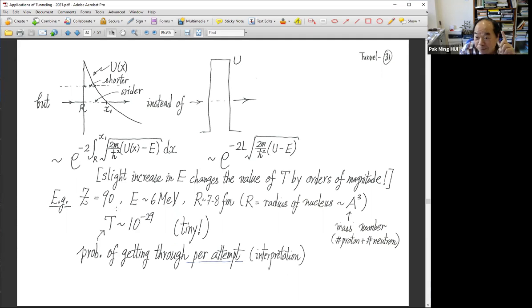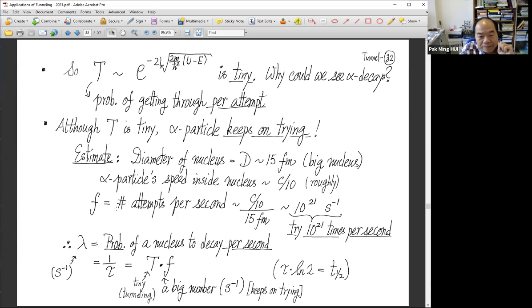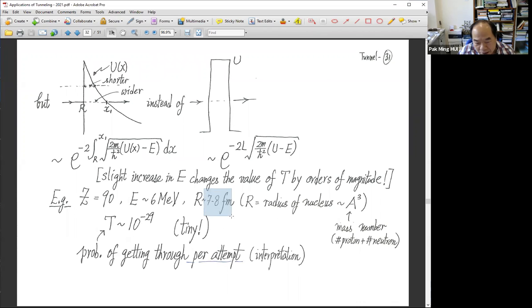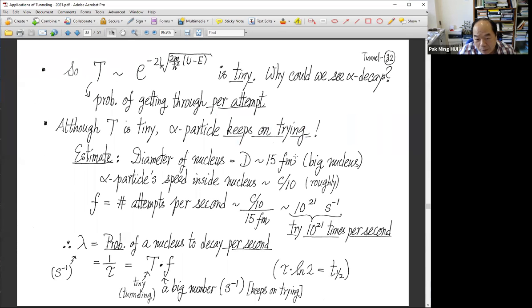And the following spirit is highly educational, okay, students? The spirit is keep on trying. 勤有功, okay? If one trial is very difficult to come out, you just keep on trying, okay? Then I want to estimate something for you. The radius is something like 7 to 8 femtometer. So the diameter will be double that, so 15 femtometer.